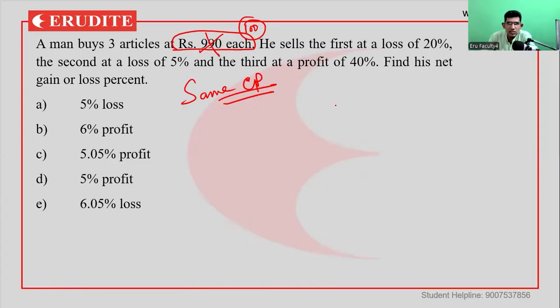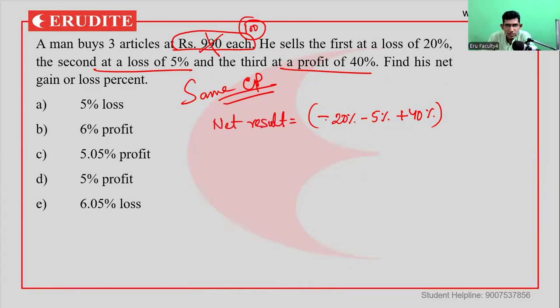So what will happen in the first case? The first case loss is 20%. That means minus 20%. Second one loss is 5%. So effectively it is minus 5%. And the third one profit is 40%. So 40% means positive 40%. So what's the net result? Loss means negative profit. So minus 20% profit, minus 5% profit, and then 40% profit, which means overall it is 15% profit. So net result is plus 15% profit, but 15% profit on 3 items.